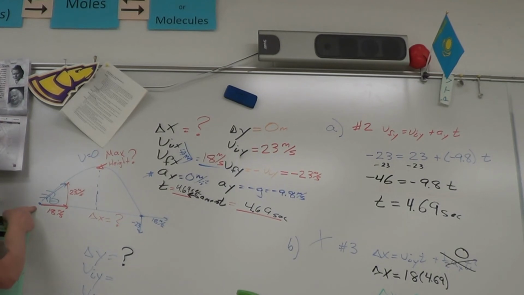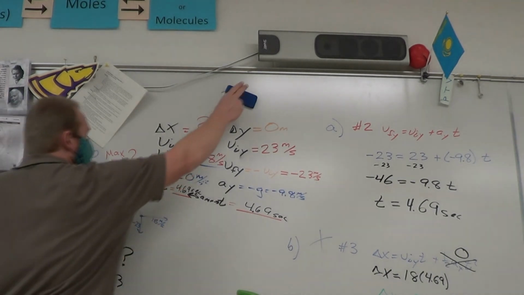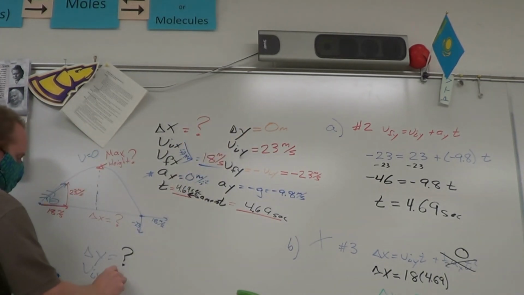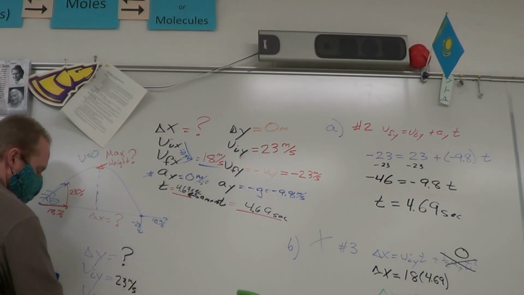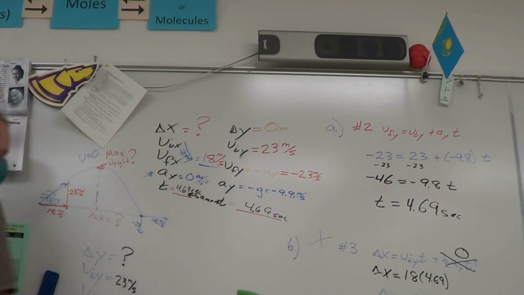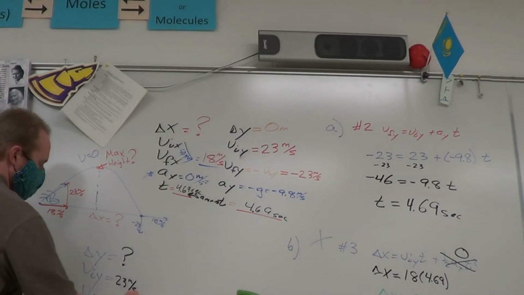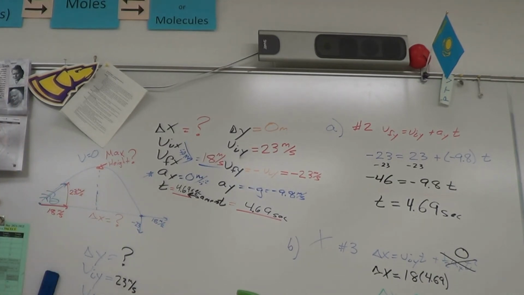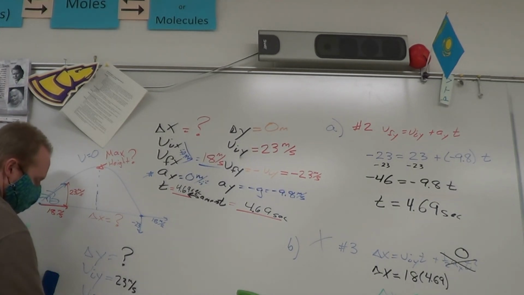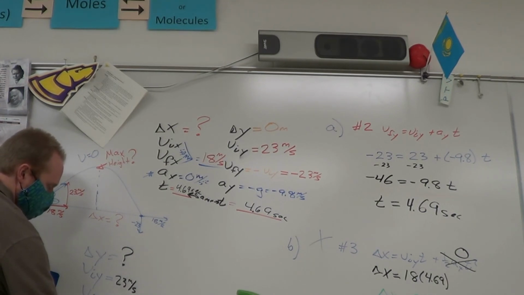The arrow was still initially moving upwards as a VIY of 23 meters per second. It's still a projectile, so the acceleration in the y direction is still negative 9.8 meters per second squared. But because it's a max height problem, we know the velocity at max height is 0. And we know that the time to get to max height is 4.69 divided by 2.